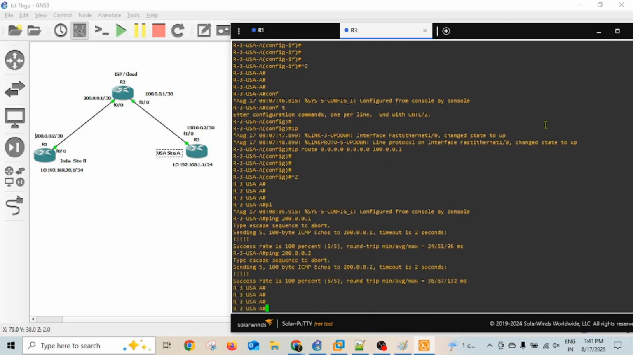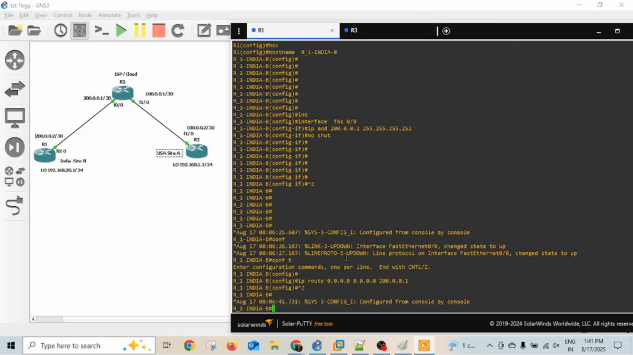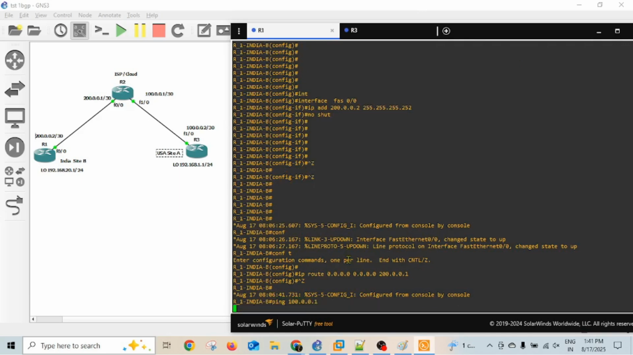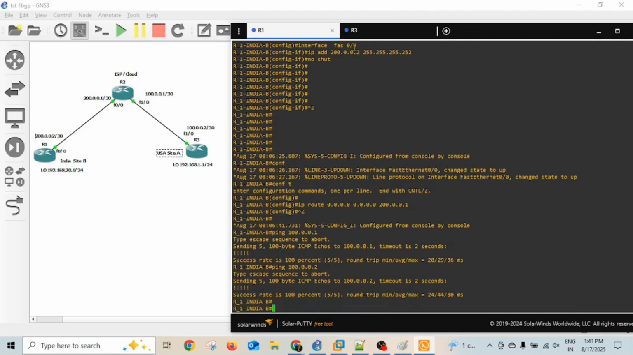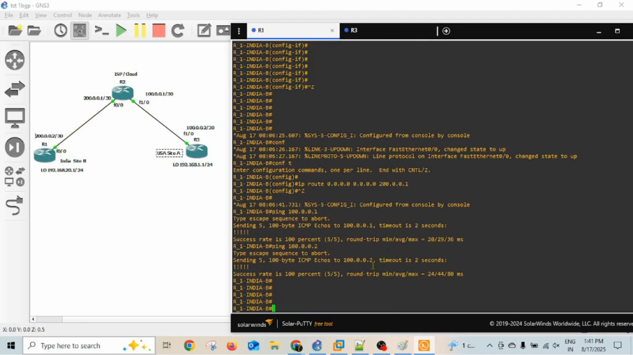2 also pinging. Okay. And now here I can ping 100.0.0.1. It's pinging. And 2, it's pinging. So now from here to here, connectivity via internet is happening. Right. So now we need to configure the IPsec VPN, securing our data.